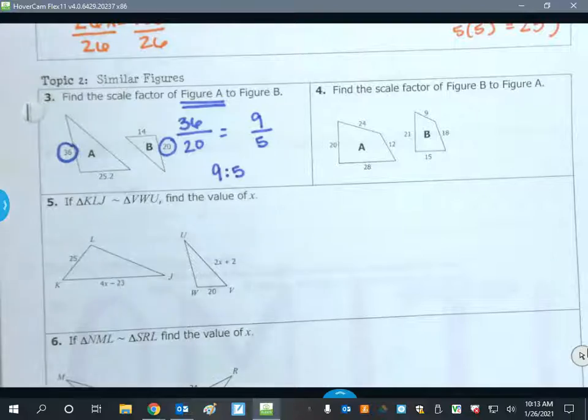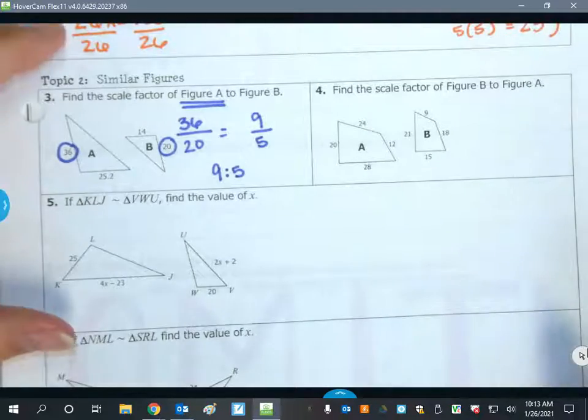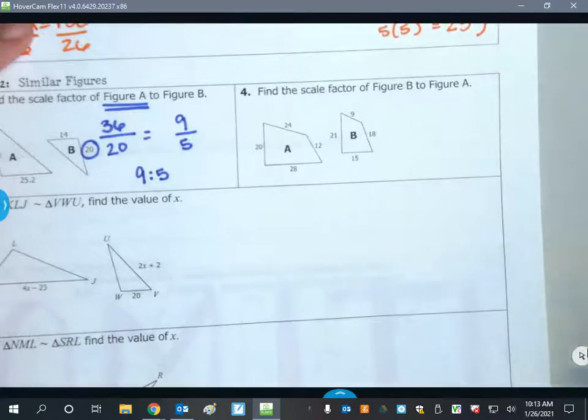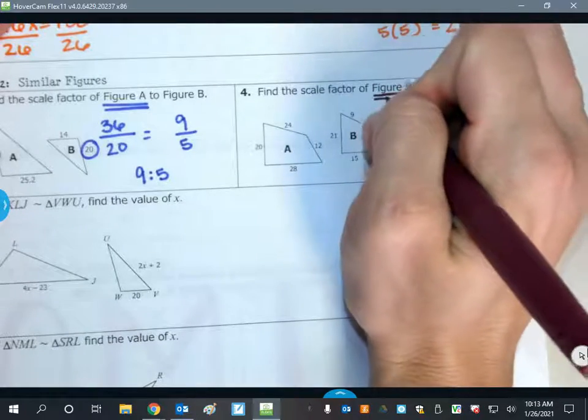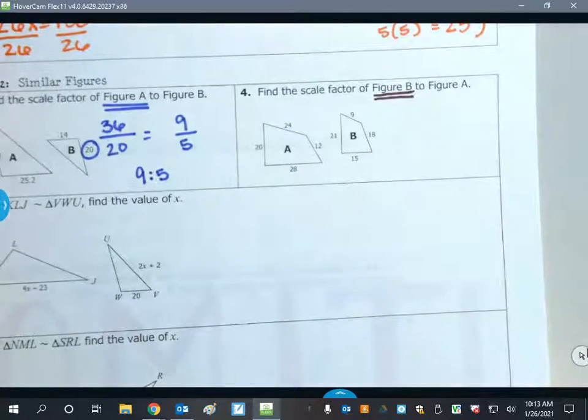All right, let's do it again in number 4. Number 4 asks you to find the scale factor from figure B to figure A. So this time, figure B goes first. Please choose the correct ratio for figure B.